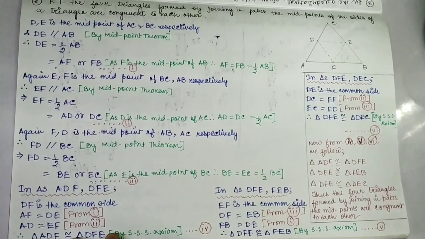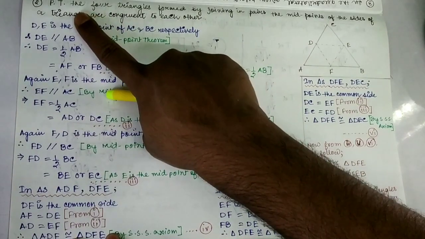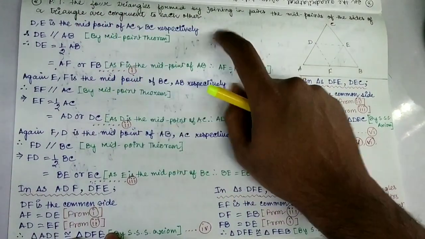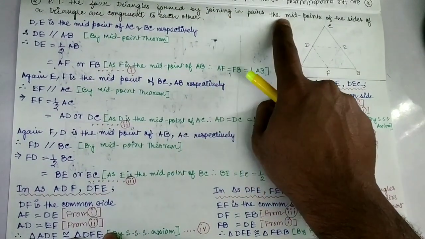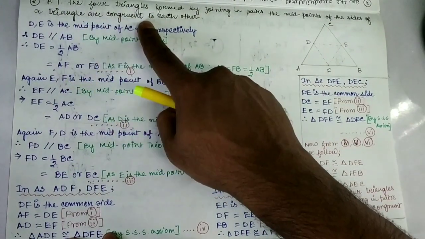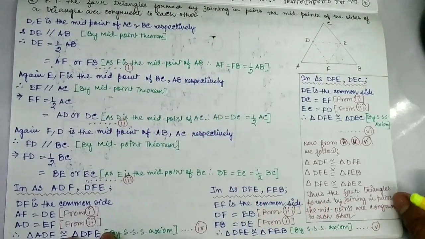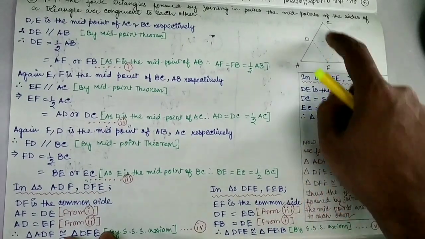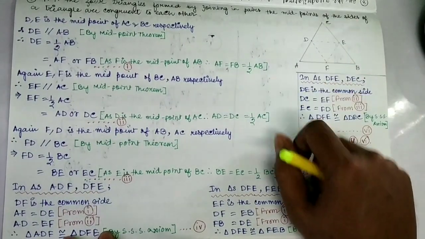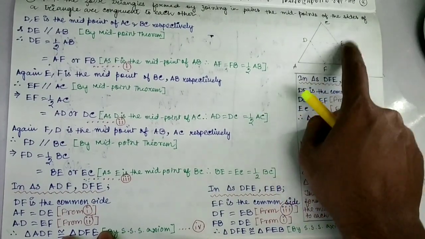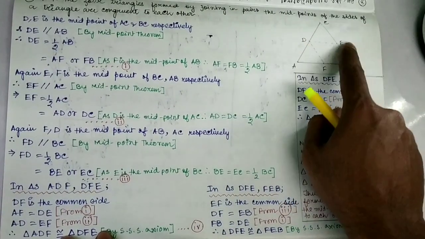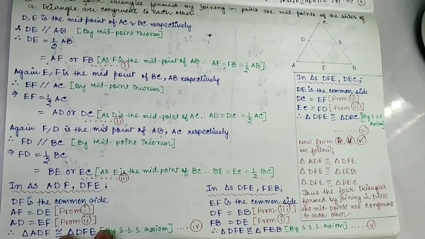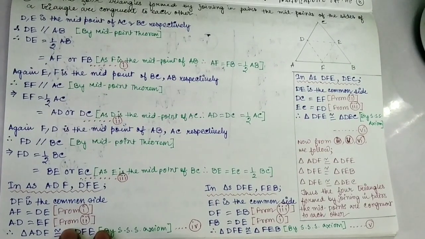So guys, here is our next question, where they have told us to prove that the 4 triangles which are formed by joining in pairs the midpoints of the sides of a triangle are congruent to each other. Now for this particular question, I have drawn the diagram over here. See, I have drawn a triangle ABC having midpoints F, E and D, and I have joined them in pairs. Okay. Now how to prove that they are congruent to each other?